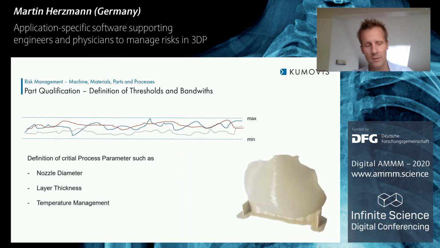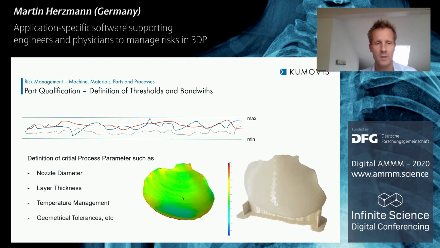Coming back to the patient-specific part, the patient-specific part can be, for example, checked with geometrical tolerances. What you see here is the part itself, how it comes with the support structures out of the printer as a natural part. The support structures are removed then, and then we perform an optical scan to compare the geometrical tolerances and accuracy.